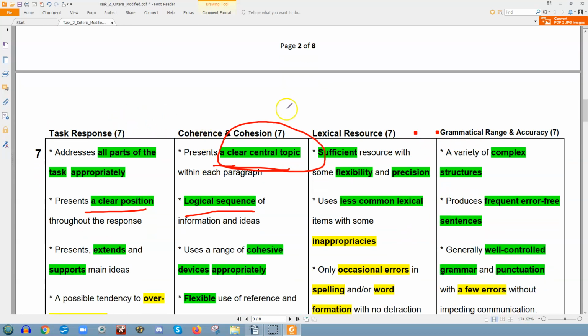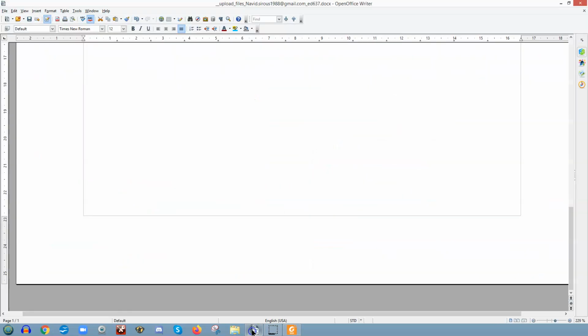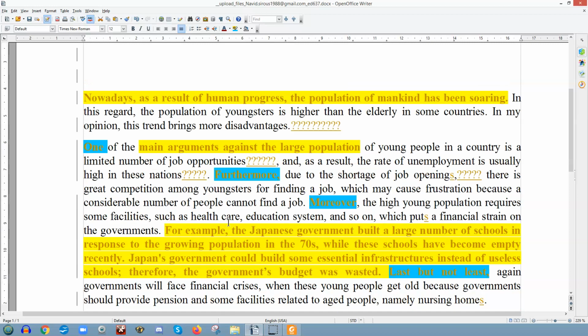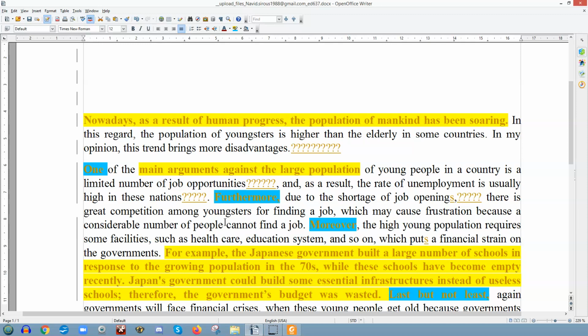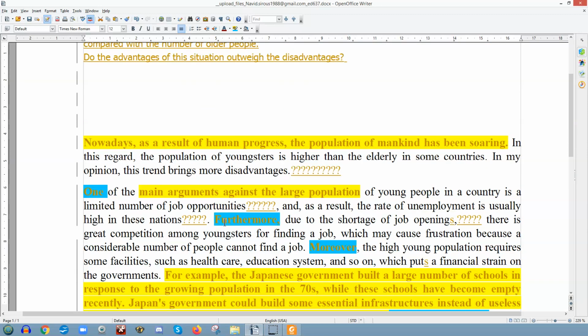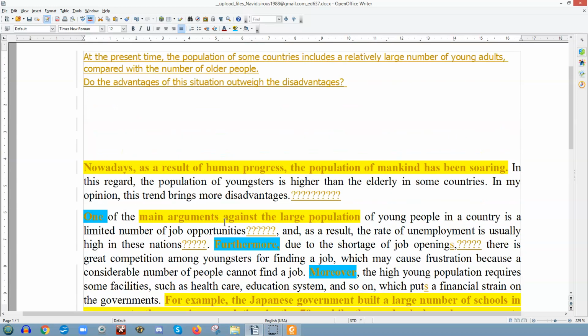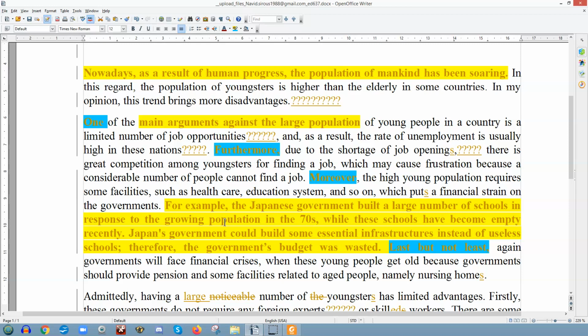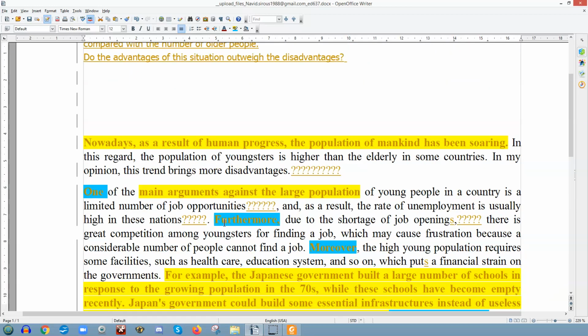So, what do we have? 6, 6, 7, 7. So 12, 14, 28. Is that right? Hang on. 6 and 6 is 12. 14, sorry. 26. I'm terrible at mathematics. So 26, what's that? 13, 6.5. So 6.5. Now that's if the examiner is in a good mood. It's possible the examiner may give you 5 and 5 for task response and cohesion, in which case you probably get 6. But I would give this, I'll be generous, I'll give it 6.5. The examiner would probably say 6.